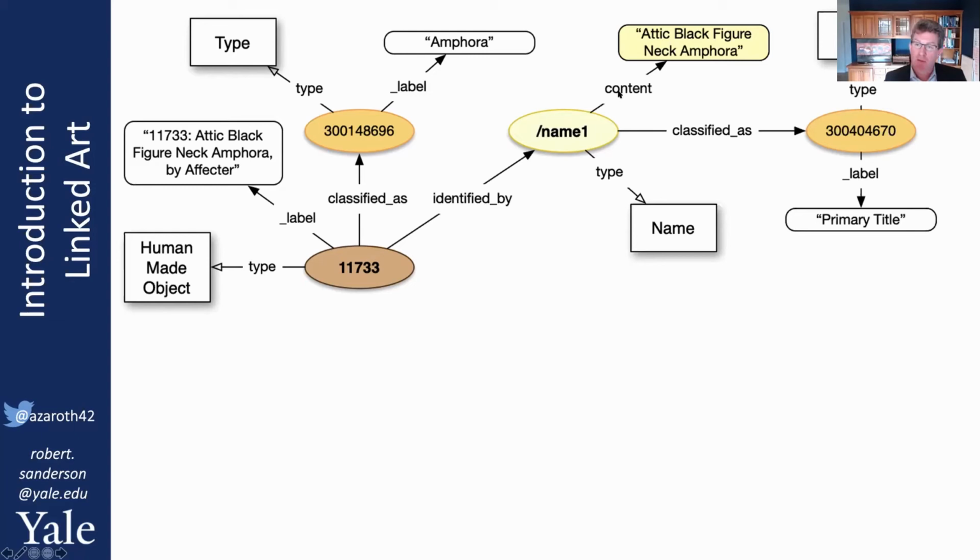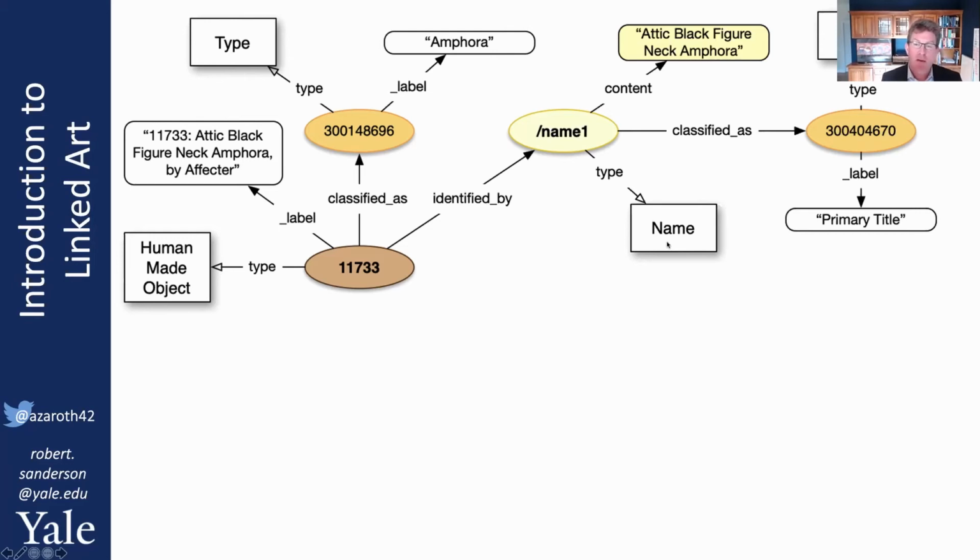So now we have content, which is the actual string. We repeat the classification pattern to say that this is the primary title, so AAT 300404670, and again, this is a class. Type is again the class of the entity. In this case, it's a name.